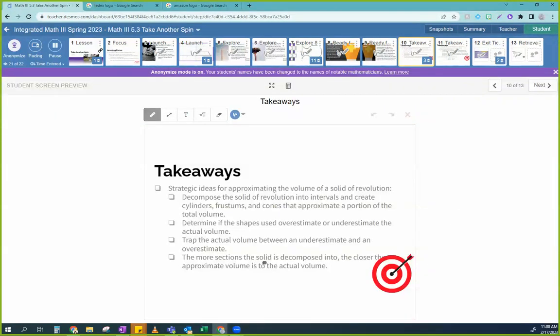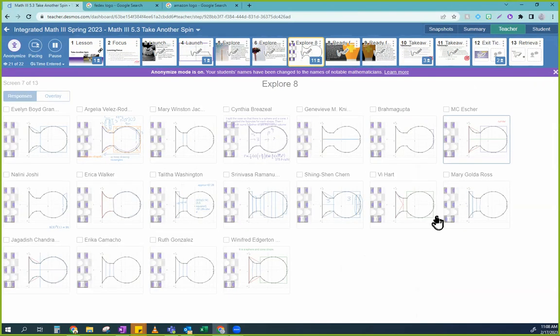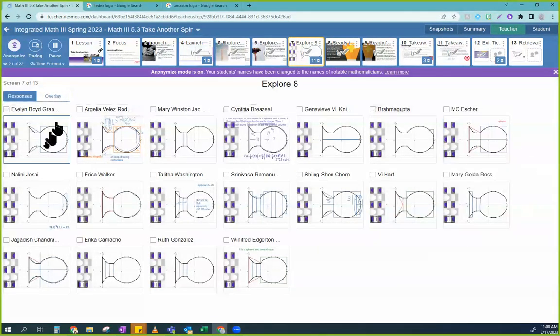The more sections the volume of the solid is decomposed into, the closer the approximate volume is to the actual volume, right? When we compared these here, which structure is going to give you a number that's approximated further away than someone else's? Which structure here is going to give you a number that's further away out of all of these? Put their name in the chat is what I'm asking.